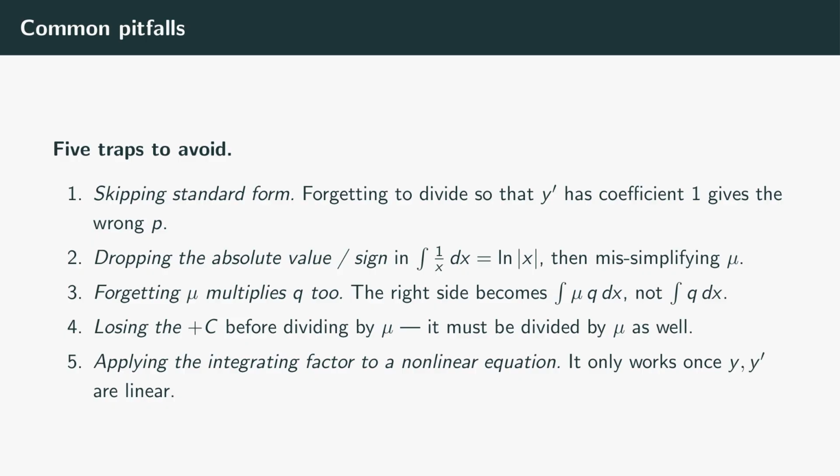integrating factor. Third, and the most common, forgetting that mu multiplies the right-hand side too. After you multiply through, the right side is the integral of mu times q, not the integral of q alone. Fourth, losing the constant of integration, or forgetting that when you divide by mu at the end, the plus c gets divided by mu as well, which is why it often appears multiplied by a decaying exponential.